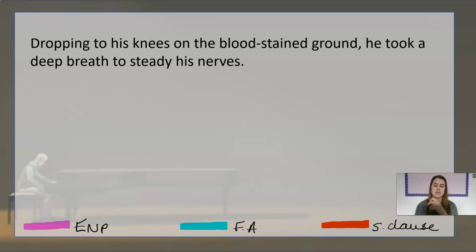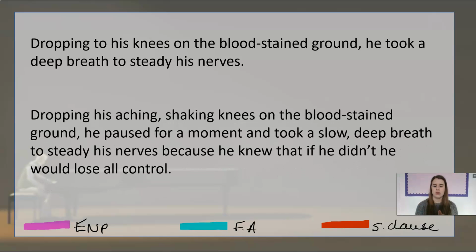Now, this is my second sentence that I picked up that I didn't like. Dropping to his knees on the blood-stained ground, he took a deep breath to steady his nerves. So I now need to think, well, how am I going to improve on that with these additional 3 skills? Because there are some good words in there, but I think I can expand on them. So here's my improvement on it. Dropping his aching, shaking knees to the blood-stained ground, he paused for a moment and took a slow, deep breath to steady his nerves, because he knew that if he didn't, he would lose all control.